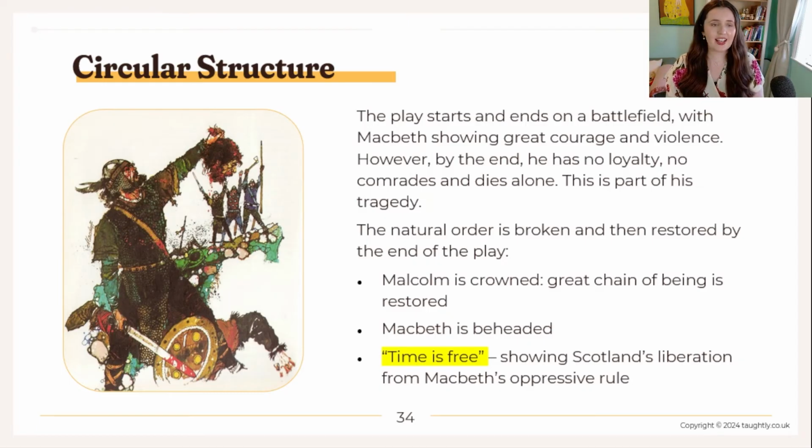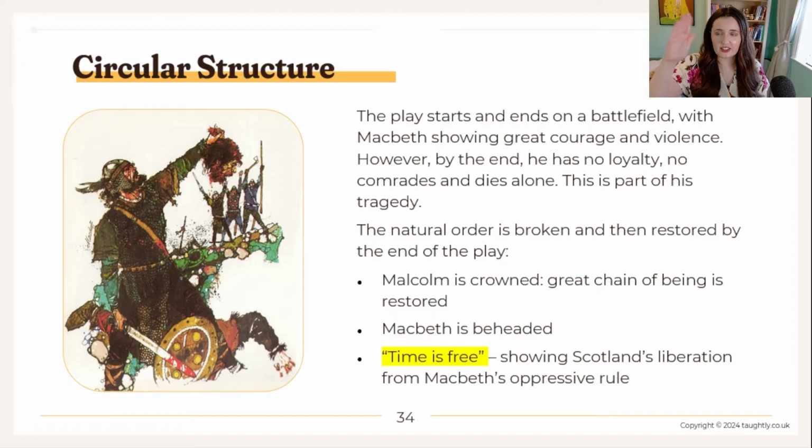So the play has a circular structure, meaning it starts and ends in the same way. The play starts and ends on a battlefield, with Macbeth showing great courage and great violence at both the beginning and the end. But by the end, he has got no loyalty, no comrades, and dies alone. And this is part of his tragedy, this great fall.